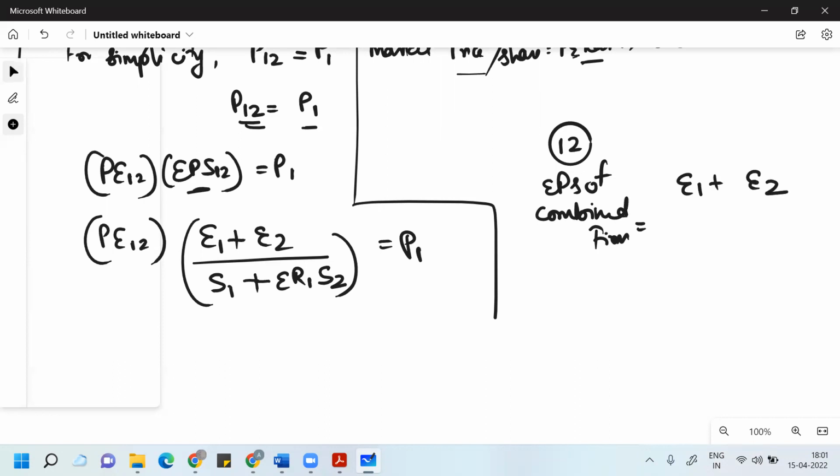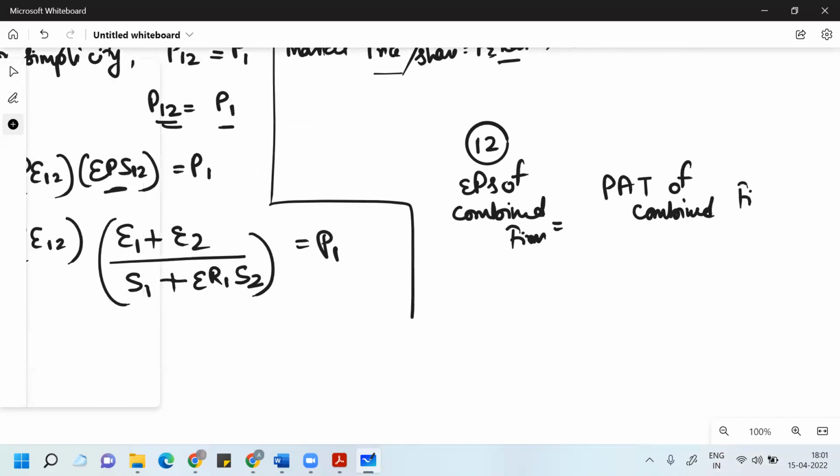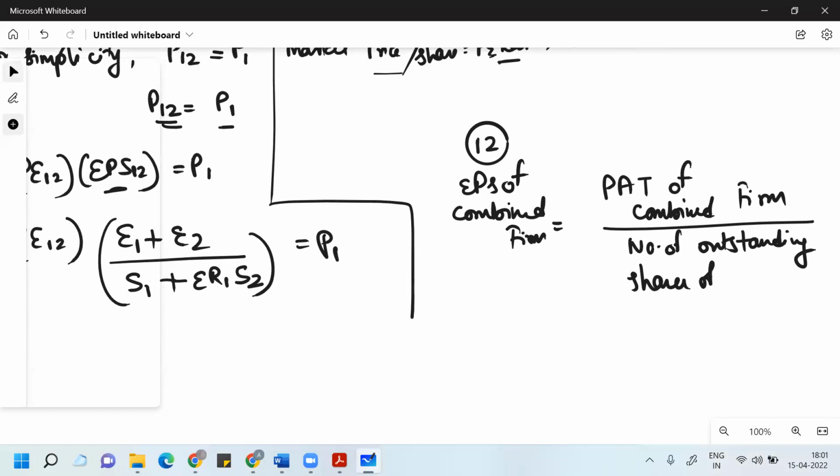So you know that EPS formula, right? What is the EPS formula? It is the profit after tax of the combined firm divided by the total number of outstanding shares of the combined firm.